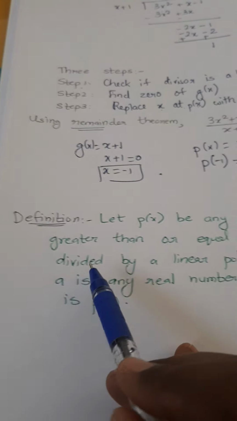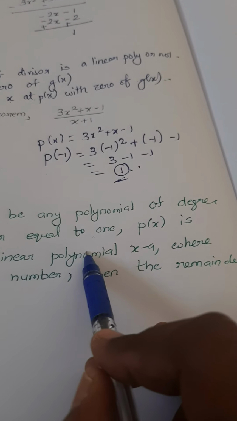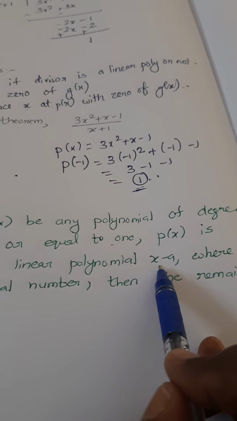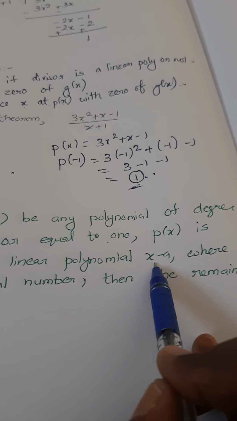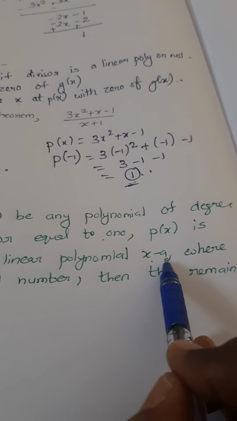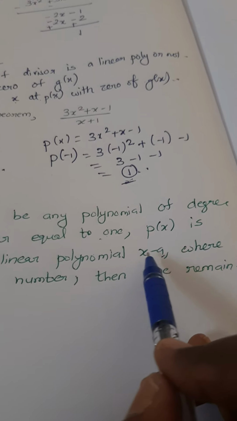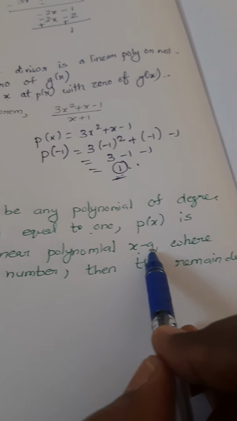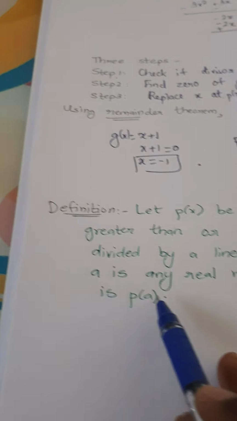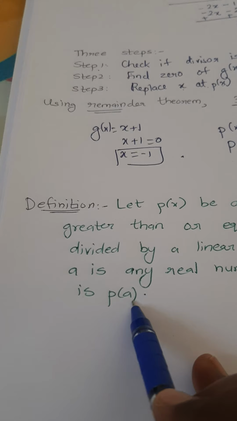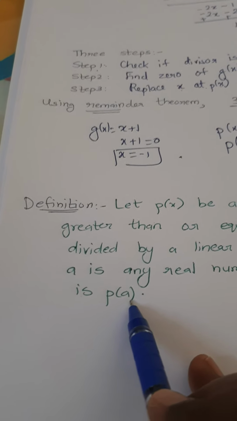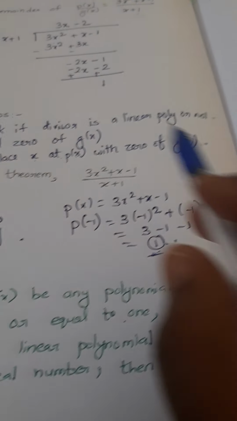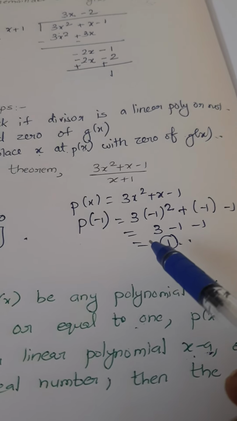Now, p of x is divided by a linear polynomial, say of the form x minus a. So the divisor can only be a linear polynomial of the form x minus a, where a is a real number. Okay, so what will be the 0 here? a will be the 0 of the divisor. So then the remainder is p of a. So if you evaluate p of x at x equal to a, whatever answer you get will be your remainder. Okay, that is what we saw here in this example.